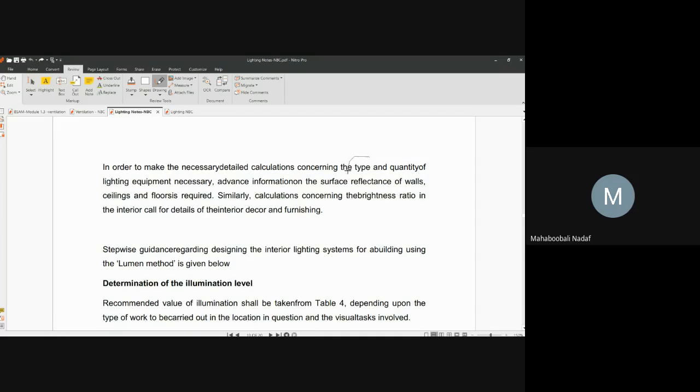So how many numbers and what type we have to use, and information regarding reflectance. Surface reflectance means if it is very smooth, the light required is less. If the surface is rough or dark, then the number of light emitting sources required will be more. Okay, it is very common, correct? Rough surface, you require more light, correct or not?